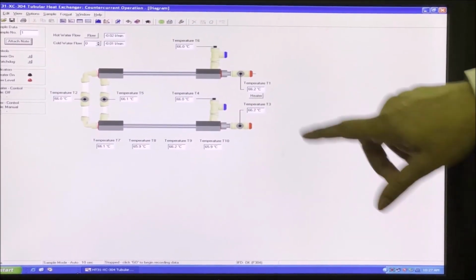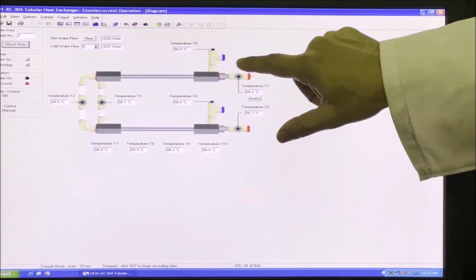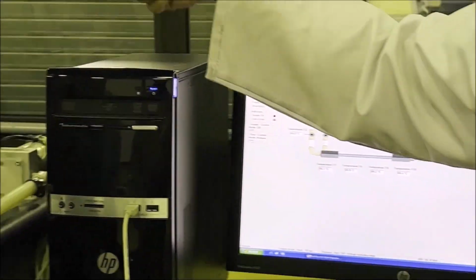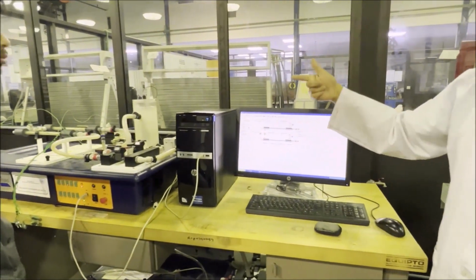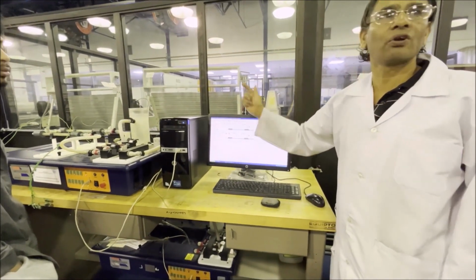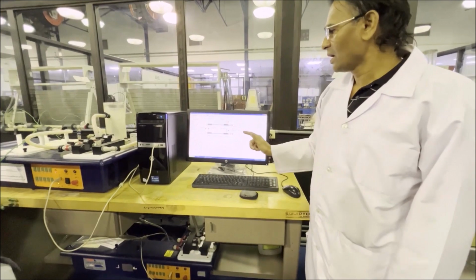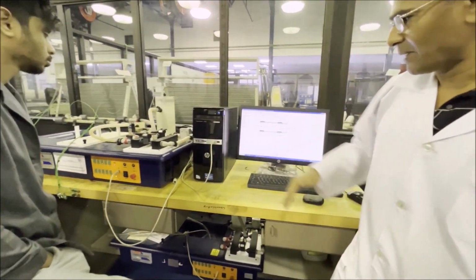So how can I change the direction? I can change only for hot water by reversing the pump. I can change the direction of the pump by selecting at the beginning counter or co-current. Now this is connected. Now we'll come back to our experiment.